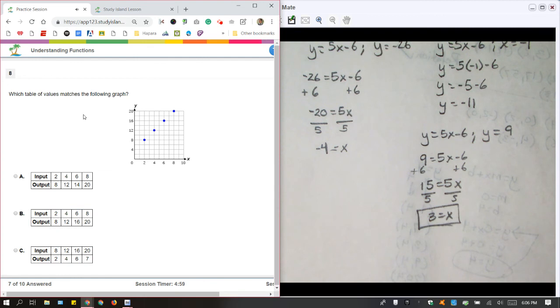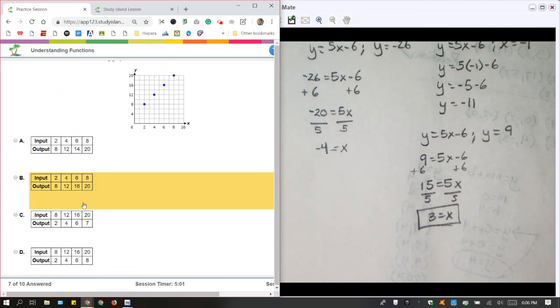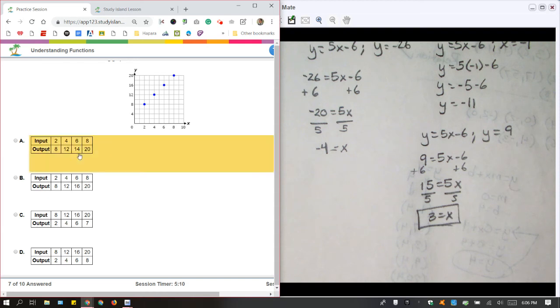Which of the values matches the following graph? So this is just matching up points with the coordinate plane. We have 2, 8. There's 2, 8. There's a 2, 8. That says 8, 2, and that says 8, 2. 8, 2 is way over here. That's definitely not it. So it's either A or B.